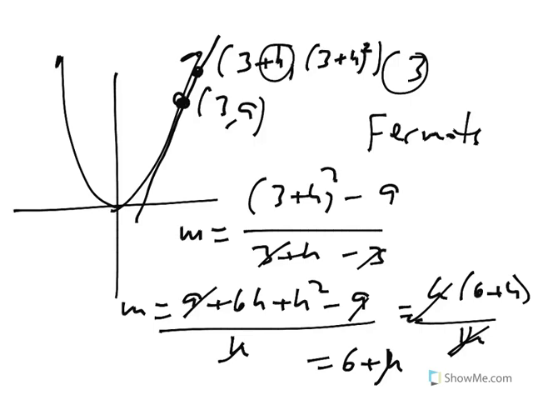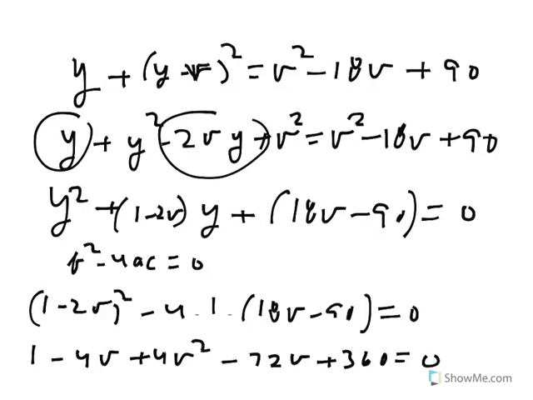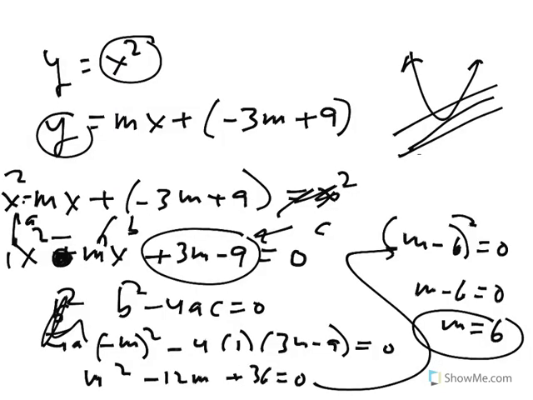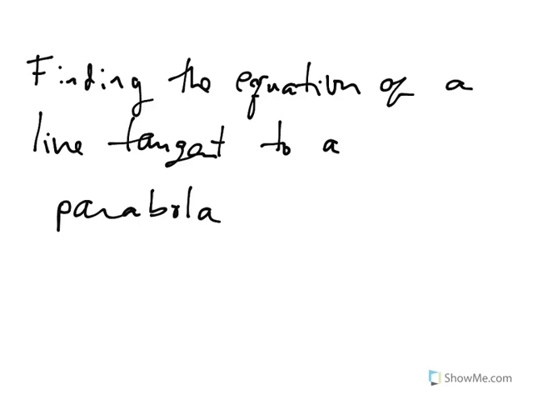Now, the closer h is to 0, the closer these 2 points are, the more this thing is like a tangent line. So here's where we get a little bit non-rigorous. We say as h goes to 0, 6 plus h goes to 6. And 6 is the answer. So this was 3 different ways of finding that the slope of the tangent line to the parabola y equals x squared at the point 3, 9 is 6.